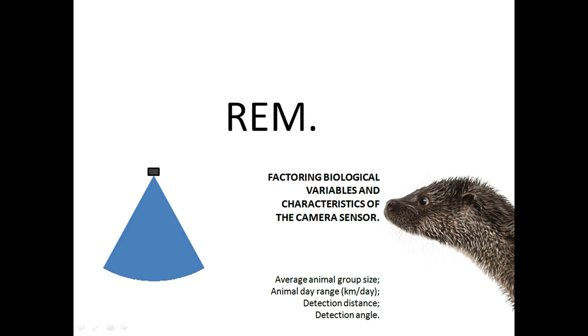Now, the camera works very similar to the human eye. It can see a particular distance and can see at a particular angle. If the camera can see further and wider, increased chance of detection. With the biological variables, if the animal is typically in a larger group, you have more chance. Similarly, if it moves a long way in a single day, you have more chance of capturing it. Now, this animal day range.